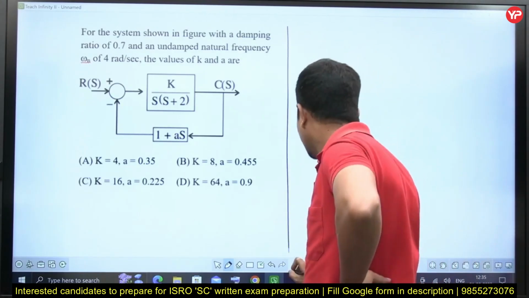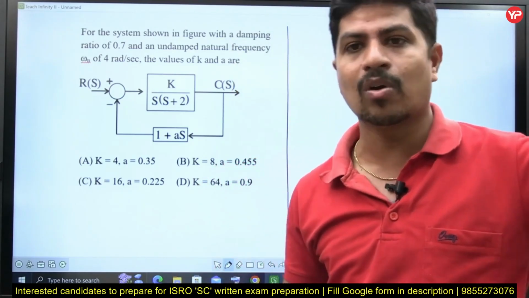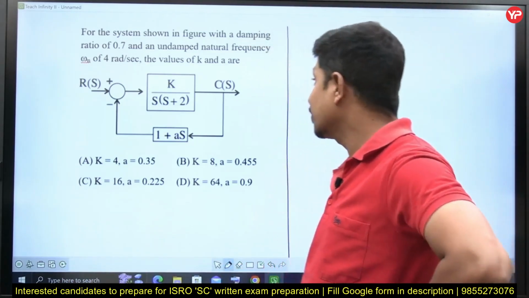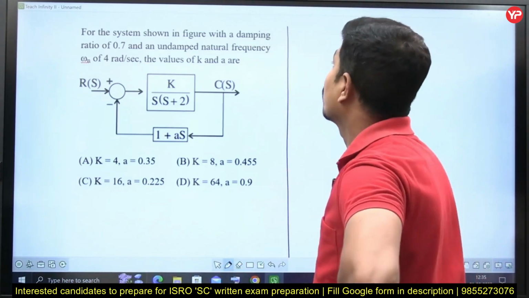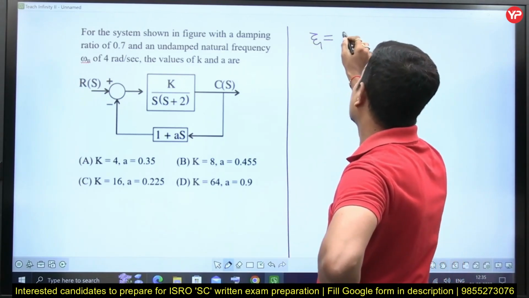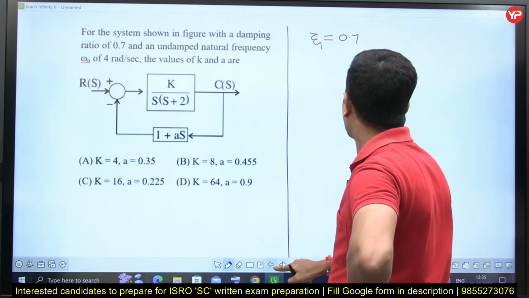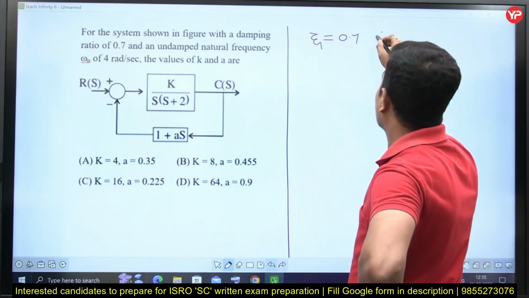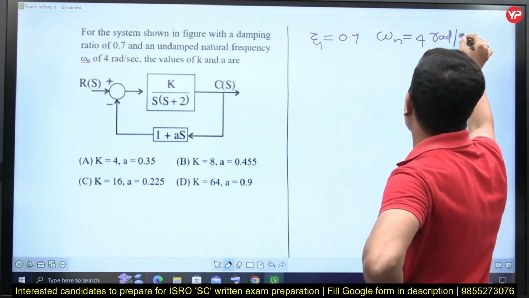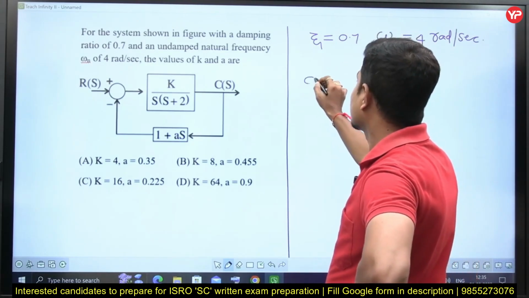This question is a very good question, asked number of times previously. It was asked in the ISRO examination, in DRDO, in GATE, and in engineering service examinations many times. He's saying, for the system shown in figure with a damping ratio of 0.7, zeta is equal to 0.7, and undamped natural frequency omega n is equal to 4 radians per second, the values of k and a are, what? What is the characteristic equation?